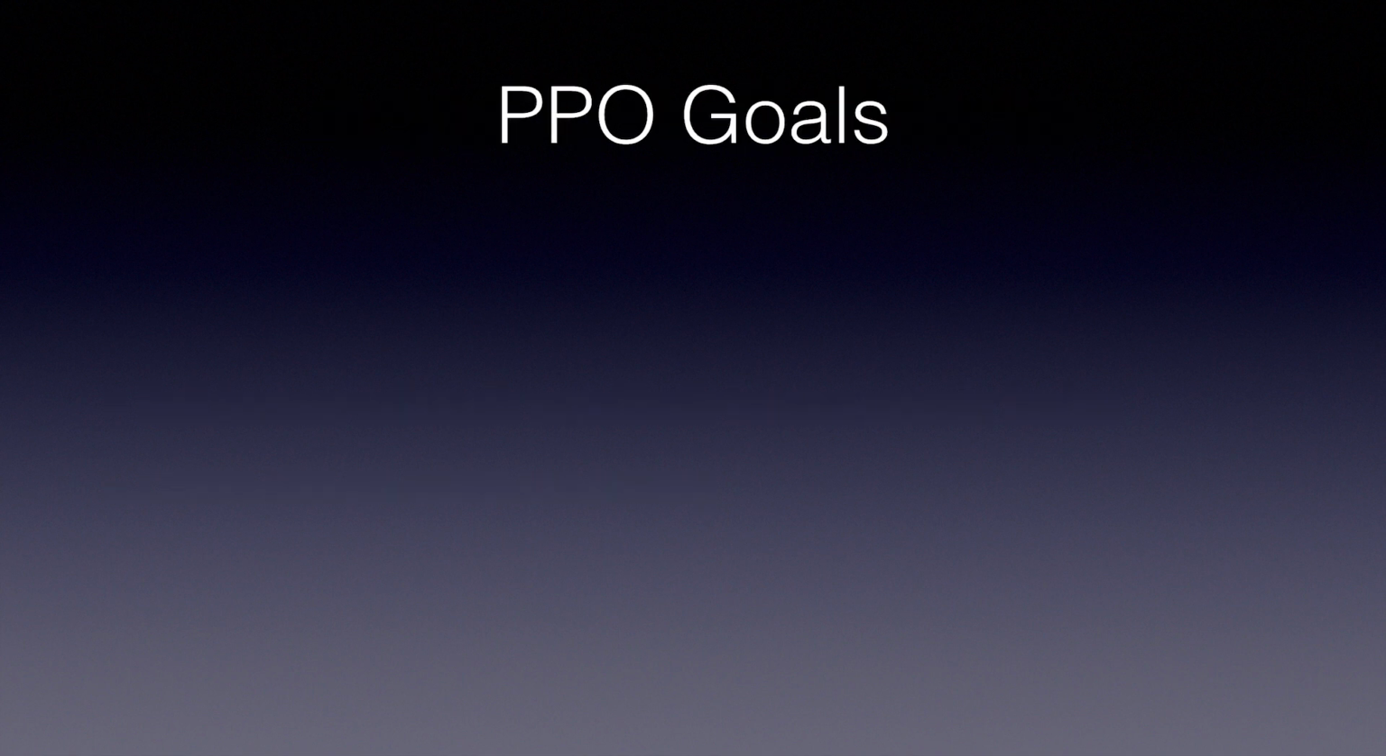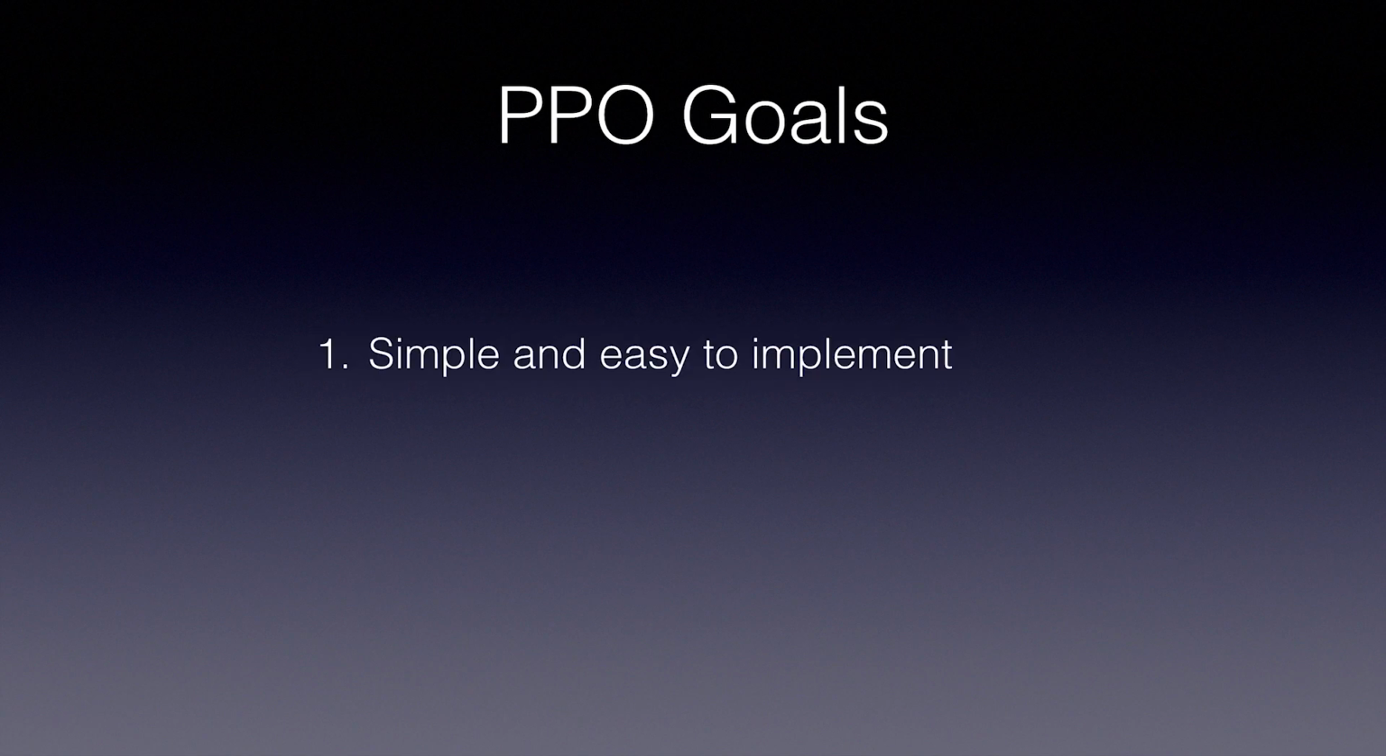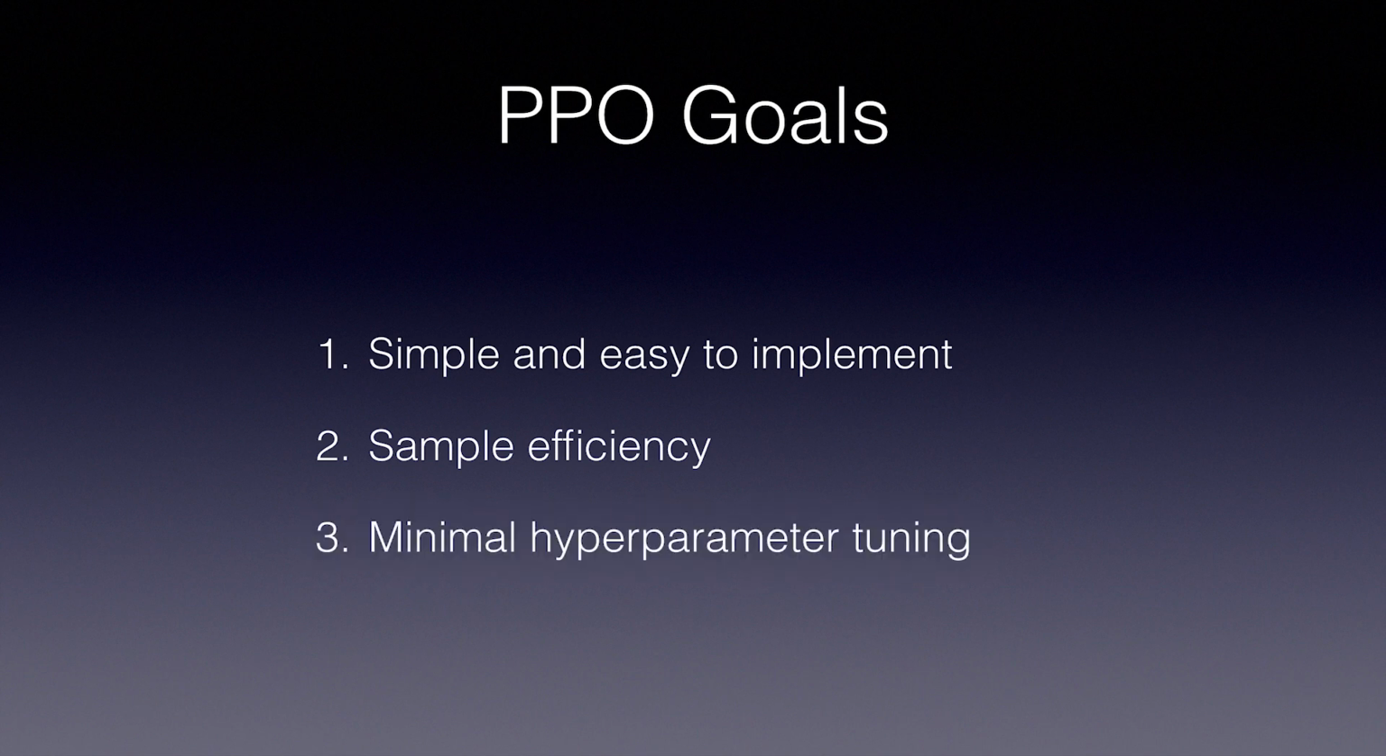The folks at OpenAI designed Proximal Policy Optimization with three main goals in mind. Number 1, keeping the code simple and easy to implement. Number 2, sample efficiency. Policy gradients are online methods, which means we can only train on data obtained from the latest policy. This means we have to play a lot of episodes. PPO is designed to obtain maximum efficiency from the training data we capture. And third, minimal hyperparameter tuning. Sane defaults just work.